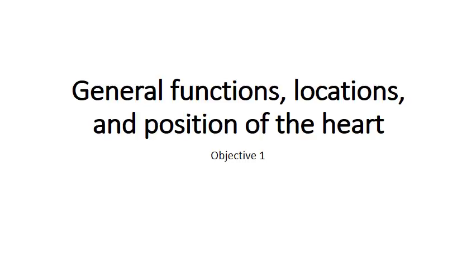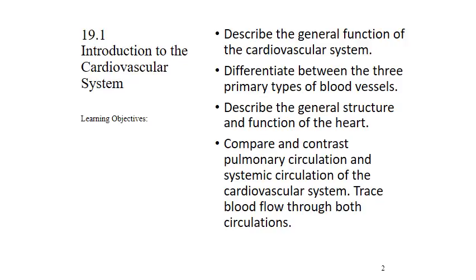All right, the general functions and locations and the position of the heart. So we're going to try and describe the general function of the cardiovascular system. We're going to differentiate between the three primary types of blood vessels. Note the three there. Describe the general structure and function of the heart. We want to then compare and contrast the pulmonary circulatory system and the systemic circulatory system.